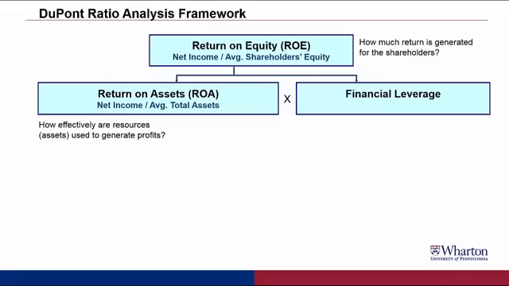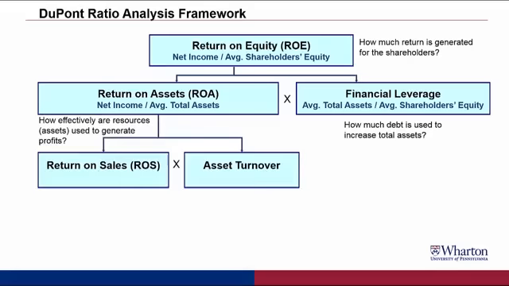The other component is financial leverage, which is average total assets over average shareholders' equity. And this tells us how much debt the company uses to try to increase its total assets. So for every dollar of shareholder investment, shareholders' equity, how many assets are they able to buy? You're able to buy more than a dollar of assets if you take on debt. We're really going to focus on the return on assets because we want to understand the operating performance of the company. And there are two drivers of ROA.